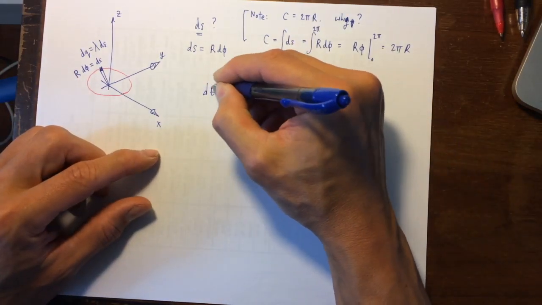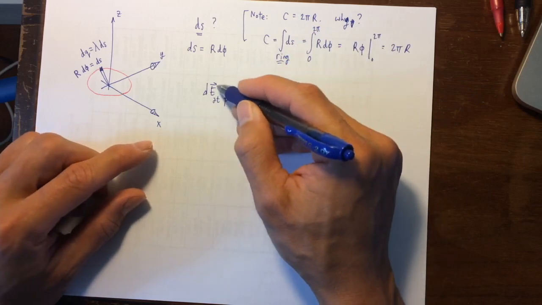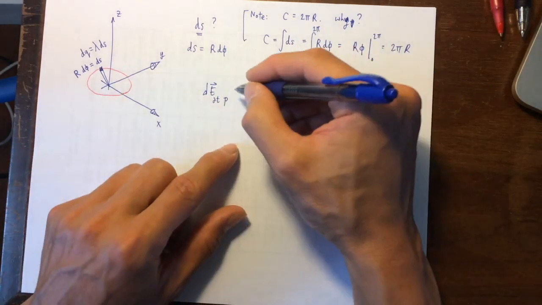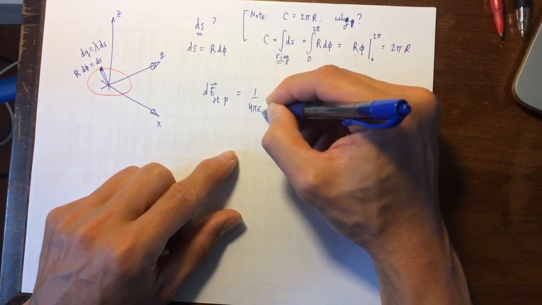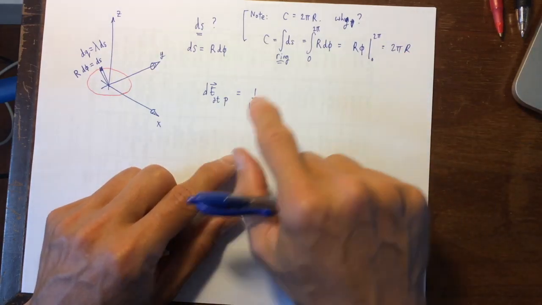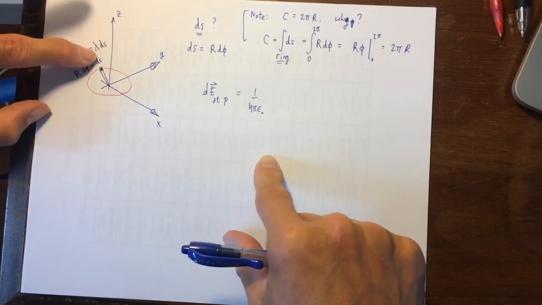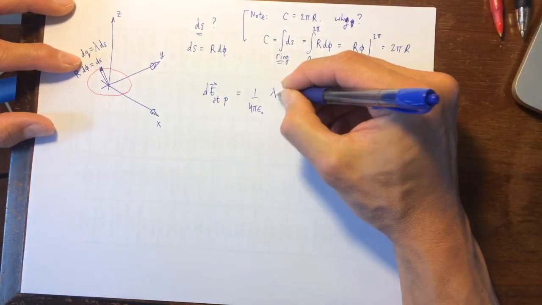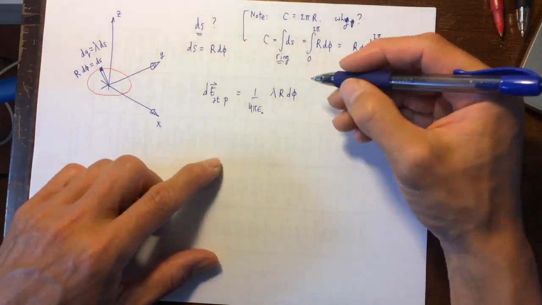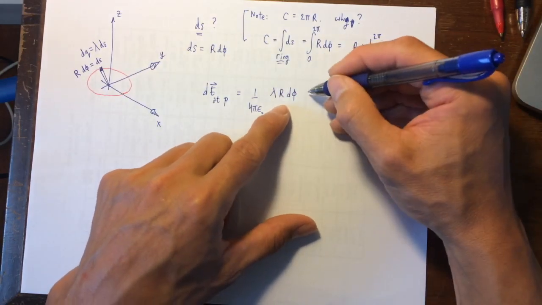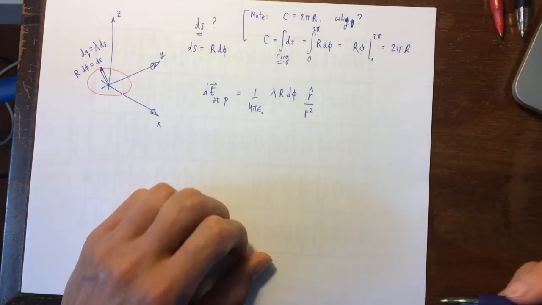So dE at P, this is the electric field, or the small contribution to the electric field at a place P, is going to be equal to 1 over 4 pi epsilon naught, and now we can fill in a little bit more. dq is lambda ds, but ds is r d phi, so this is lambda r d phi. That's dq. Then I still need to do this r hat over r squared business.